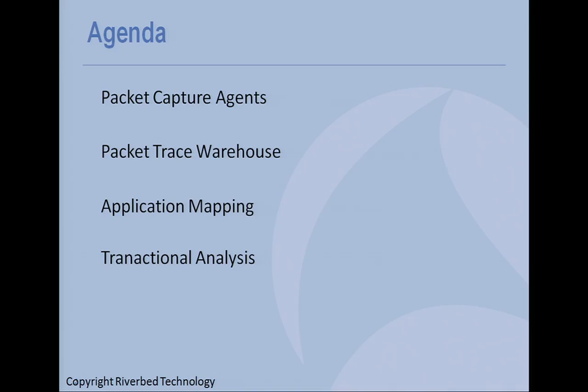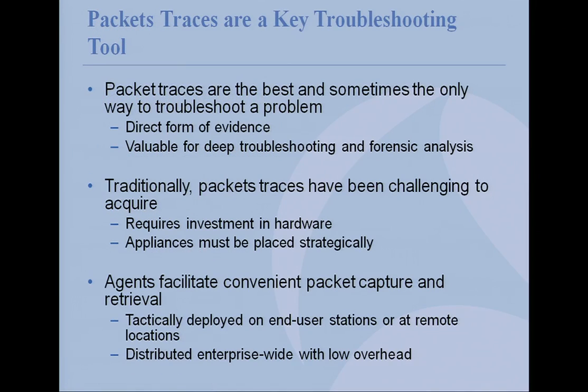We also are going to talk about Packet Trace Warehouse, which allows you to configure and control those agents and pull back data to where you can put it into Wireshark. You can put it into transaction analysis. I'll show you the tool that we have for that. And we're also going to do some application mapping, taking data and mapping out applications so that you know what an application is doing, which tiers are involved with the transaction, et cetera. Very, very powerful stuff. If there are any questions, by the way, at any point, please let me know. And I'll stop and we can talk about that.